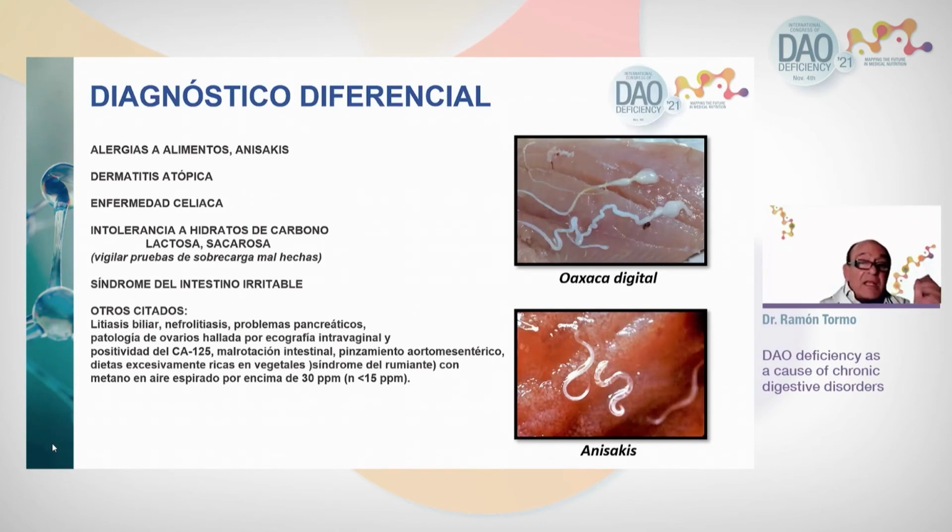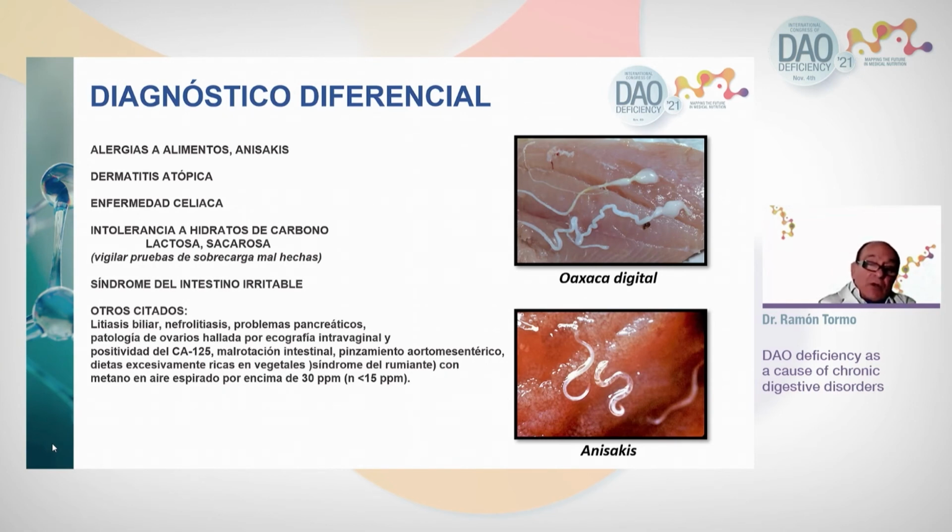The differential diagnosis is important. We need to think about allergy to foods, and quite recently anisakis. Sometimes fish and seafood can have a lot of histamine, but they can have parasites like anisakis, which can produce symptoms that simulate this DAO deficiency. Also celiac disease, atopic dermatitis, and intolerance to carbohydrates. Usually the tests are not done properly.